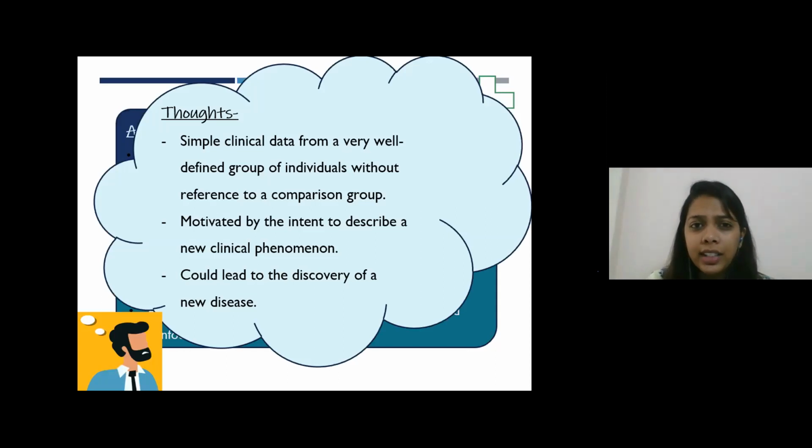So the basic thoughts and ideas: you get simple clinical data, it's easy to understand, and it's motivated by the intent to describe a new condition or phenomenon and could lead to the discovery of a new disease.